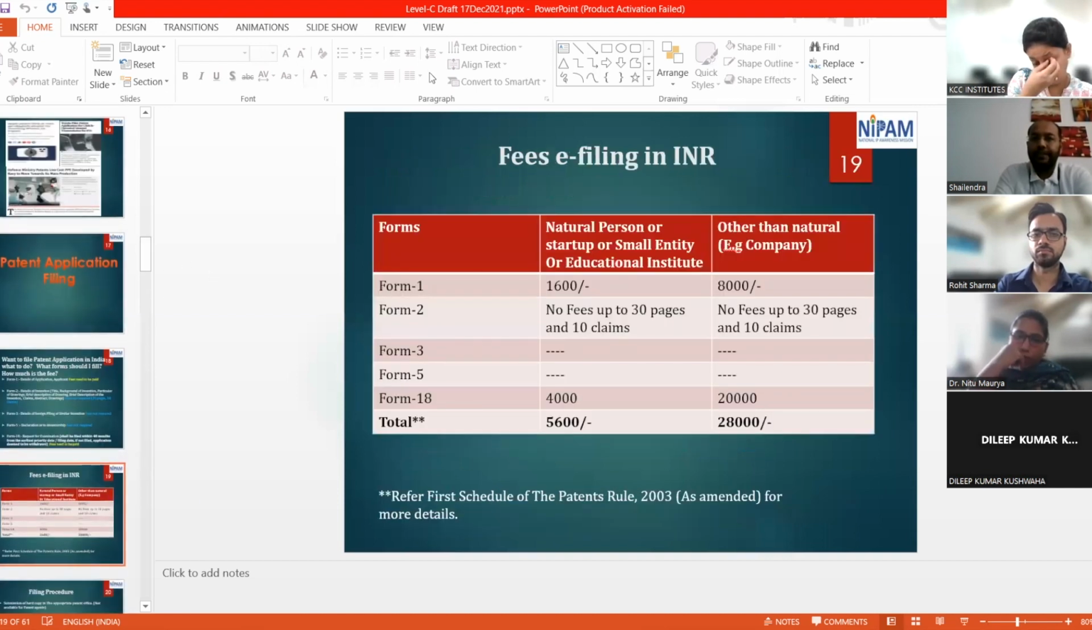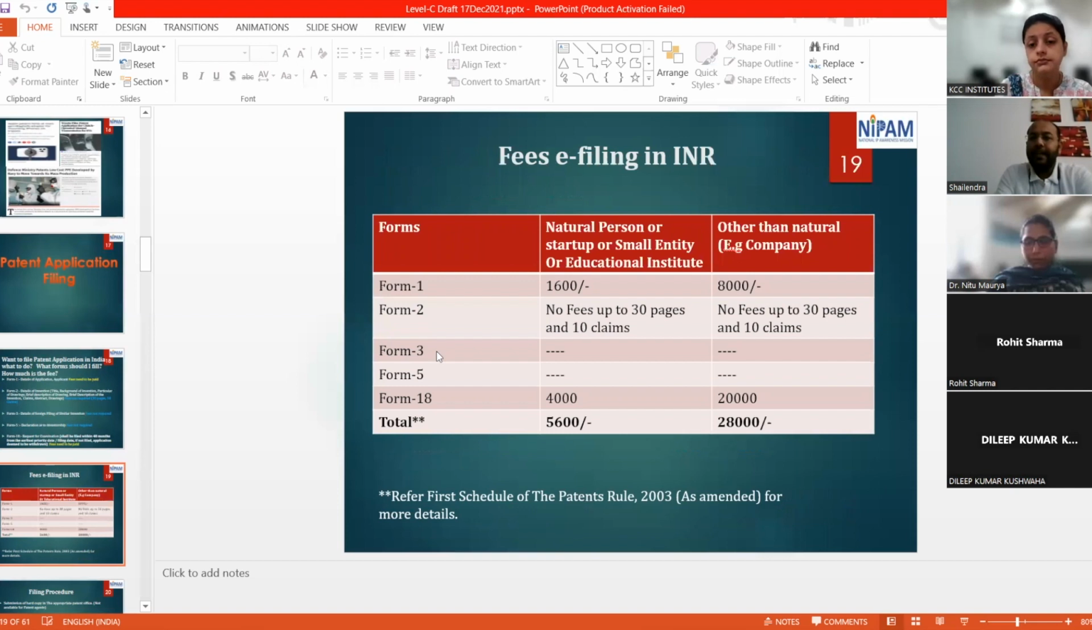Now, the fees. The fee for patent application filing for individuals is 1600 rupees. Individual means, like, all the faculty I can see on my screen right now. If you file as an individual or a group of individuals, say 20 people or 15 people filing together, the fee will still remain 1600 rupees.